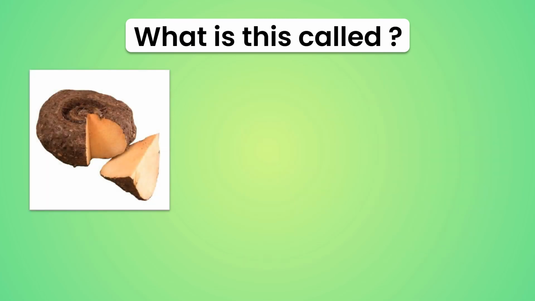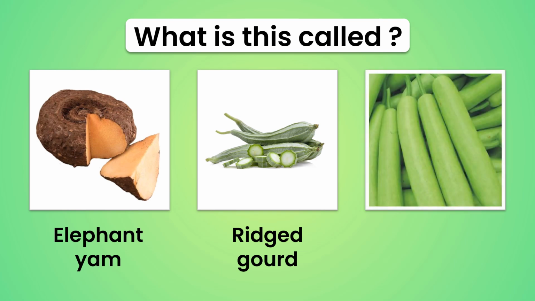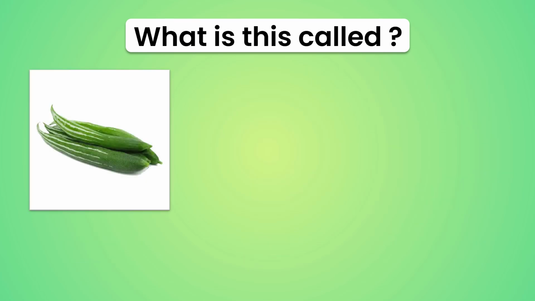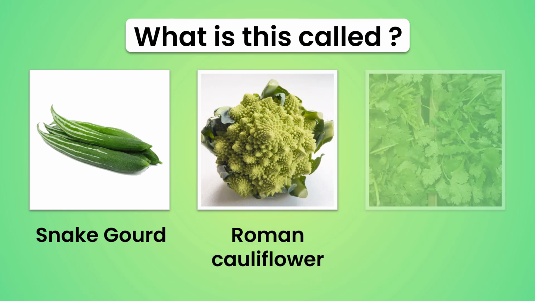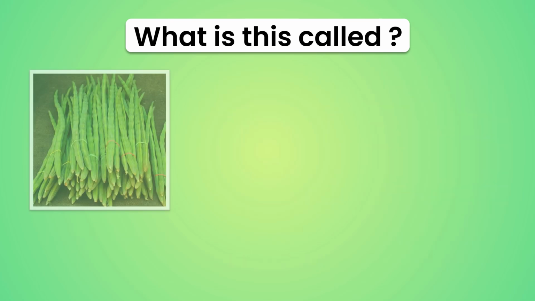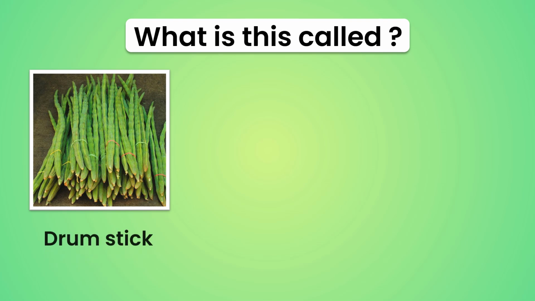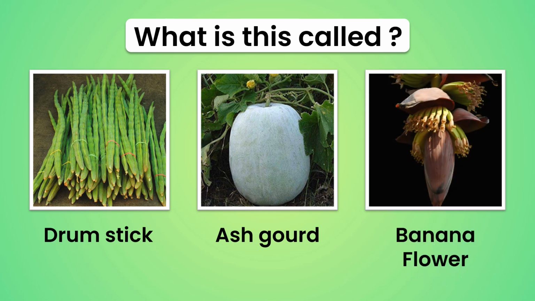What is this called? Elephant yam. Ridged gourd. Bottle gourd. What is this called? Snake gourd. Roman cauliflower. Coriander leaves. What is this called? Drumstick. Ash gourd. Banana flower.